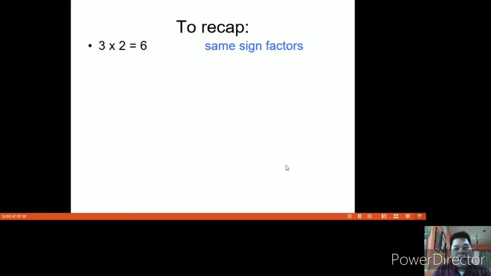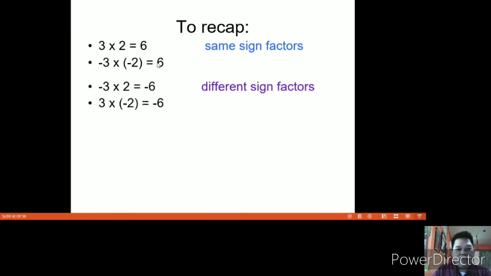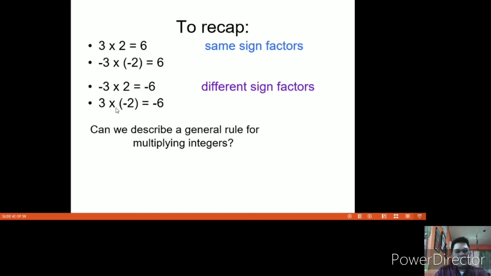To recap, 3 times 2 is equal to 6. Negative 3 times negative 2 is equal to 6. They are the same sign factors, meaning if you multiply the same sign, it becomes positive. Here, negative times negative is positive. But if they are different sign factors, negative 3 times 2, negative times positive, becomes negative 6. 3 times negative 2, they are different, so therefore this is negative.